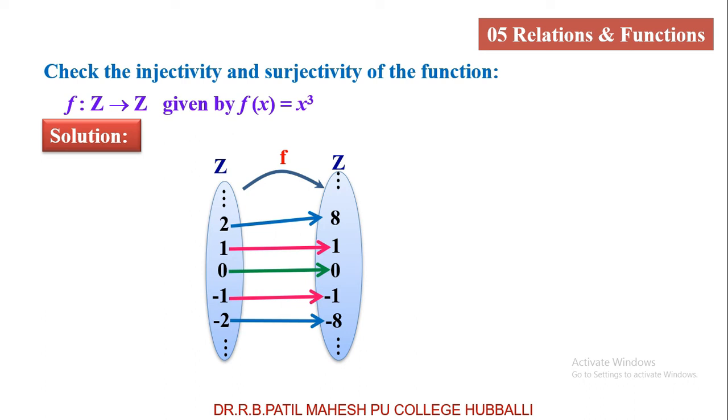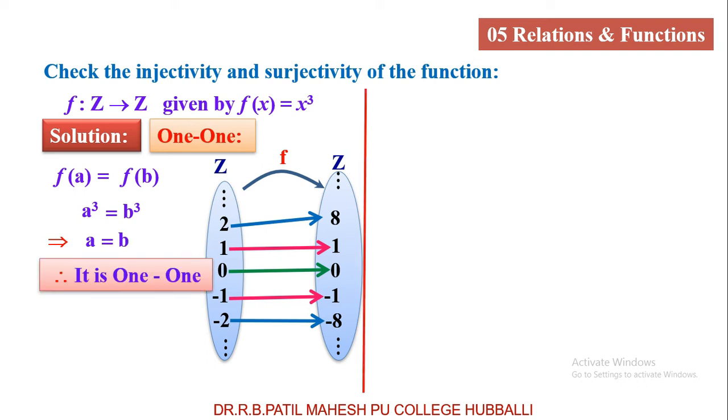Then, do you think this is a 1-1 function? Clearly this is 1-1. You can observe that each and every element from the domain is different and they have different images. No doubt at all. Hence, the function is a 1-1 function. Let me take it in general. f of a equal to f of b. a cube is equal to b cube. This implies a equal to b. Hence, the function is 1-1.